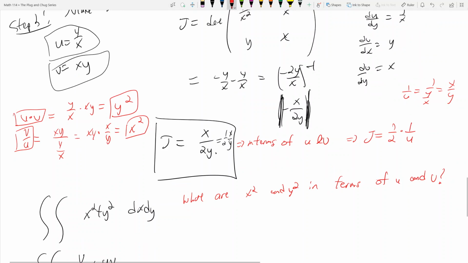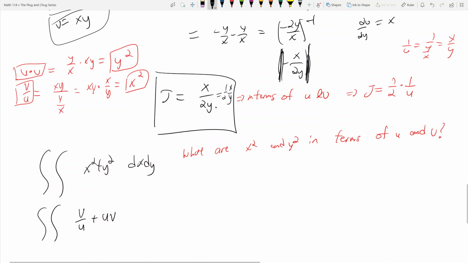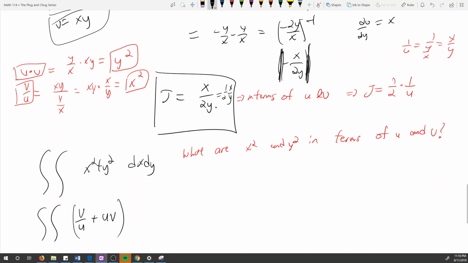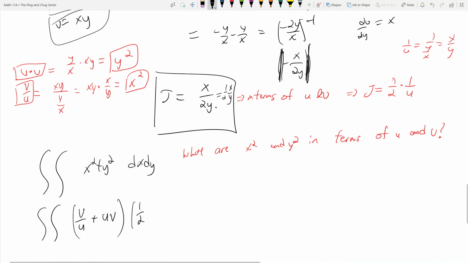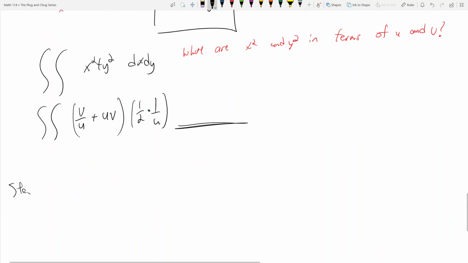And now we got to multiply the Jacobian in here, which is 1/2 times 1 over u. And now we got to find the limits of integration. So step 3 is to draw the new region, or before we draw the region, we're going to translate the boundary lines and draw the new region.